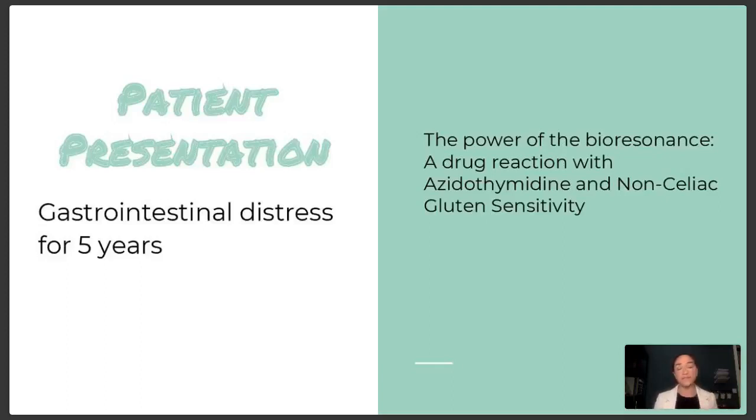One of the things that came up for every aspect of his gut, everything from his pancreas to his liver to his gallbladder to his intestines, was a drug reaction to a drug called azidothymidine. And azidothymidine, for those of you that don't know, is a tuberculosis drug. It's a really strong antibiotic. It came up so many times in this test that I almost thought, I need to ask him if he ever had tuberculosis. At this point, there was no conversation about respiratory problems, tuberculosis, or anything of the sort.